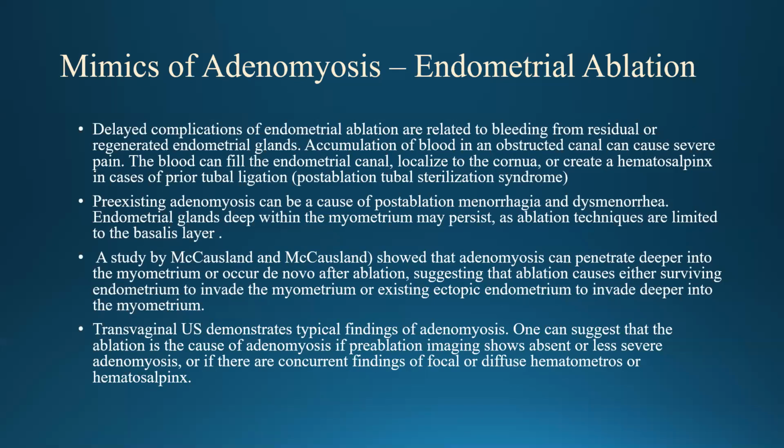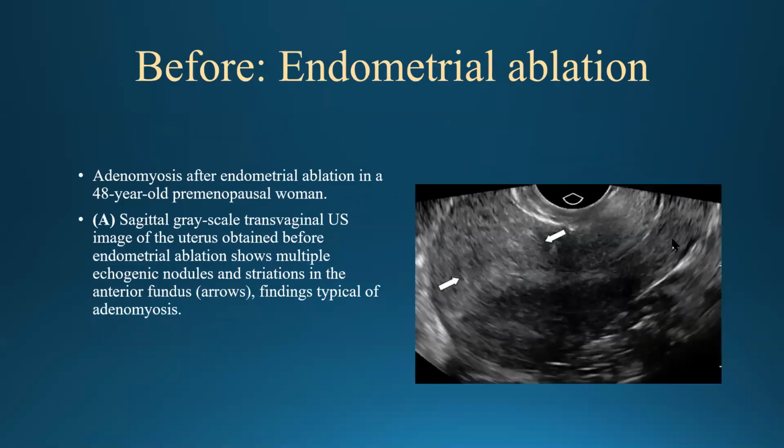So this is before endometrial ablation. This is a scan we do for the patient. This is a transvaginal ultrasound, and it shows the uterus obscured. Before the endometrial ablation, it shows multiple echogenic nodules and striations. We could see the cystic lesions here and the striations here in the fundus. This is typical of adenomyosis.